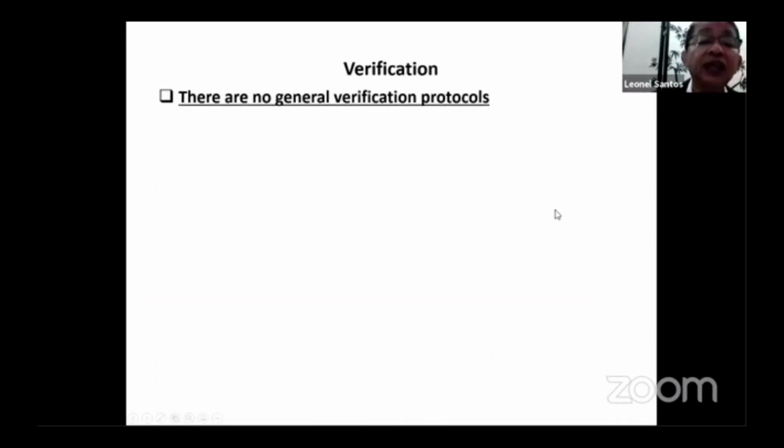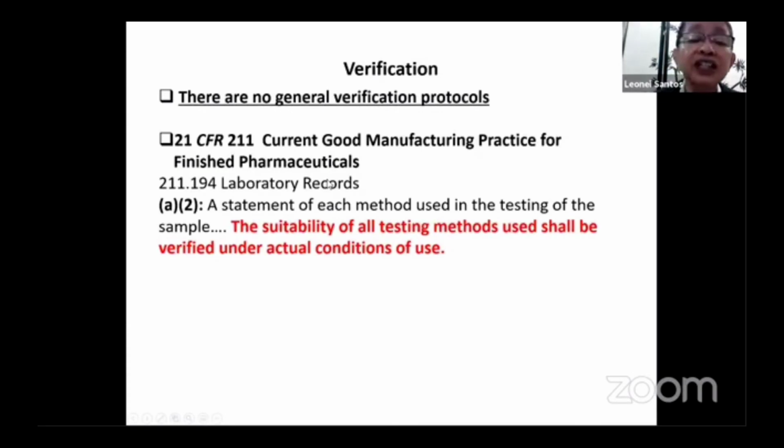So verification, there is no general protocol for verification. This is one thing that whenever I teach this in other Asian countries, there's a lot of misunderstanding in terms of verification. But the guidance in general chapter 1226 on verification is only a guidance and it's not specific. I will, however, provide you with a recommendation on how to do verification, and this would be more or less targeted by how the US FDA expects the pharmaceutical company to do verification.